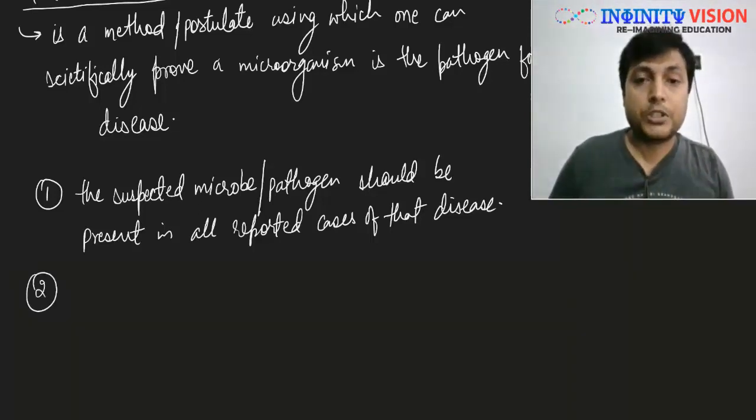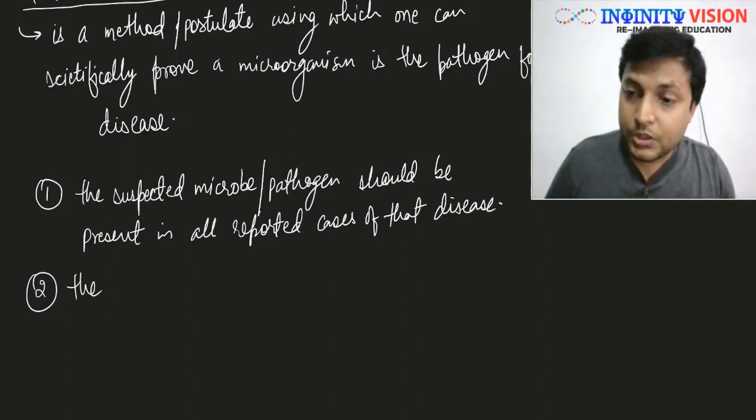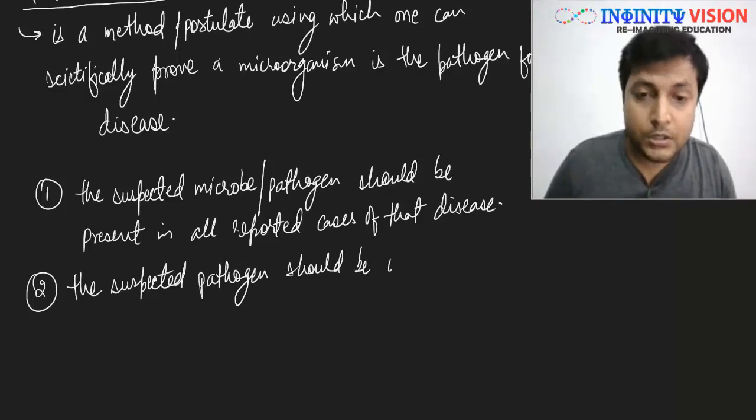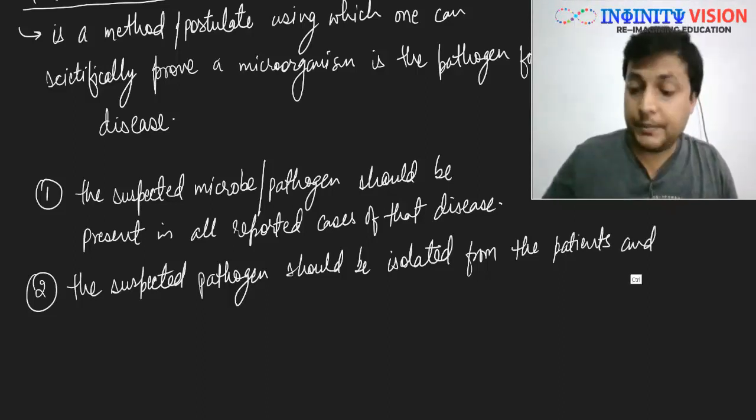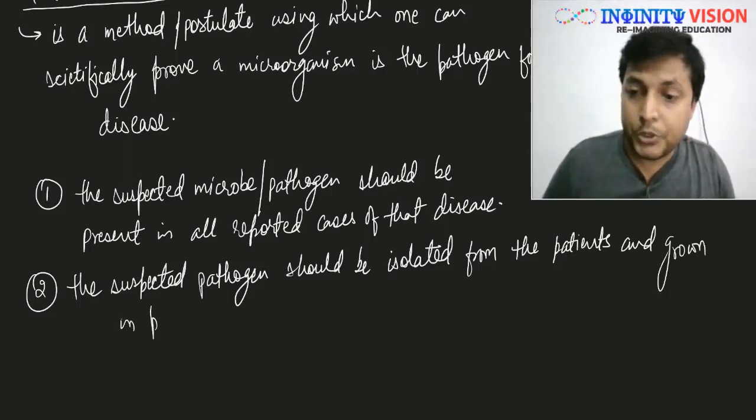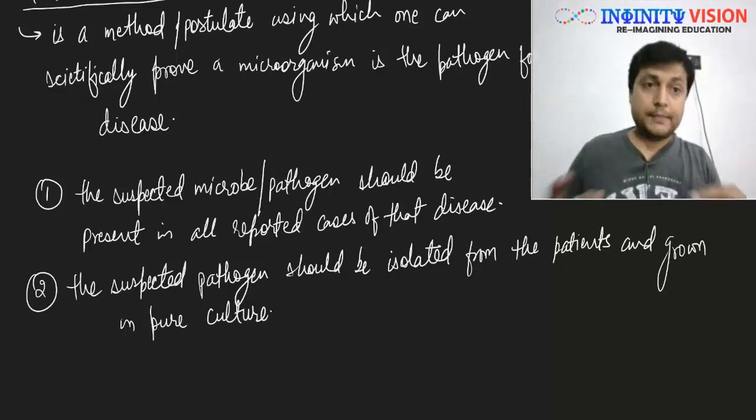The second point of this postulate says that the suspected pathogen should be isolated from the patients and grown in pure culture. So what is the second point saying?